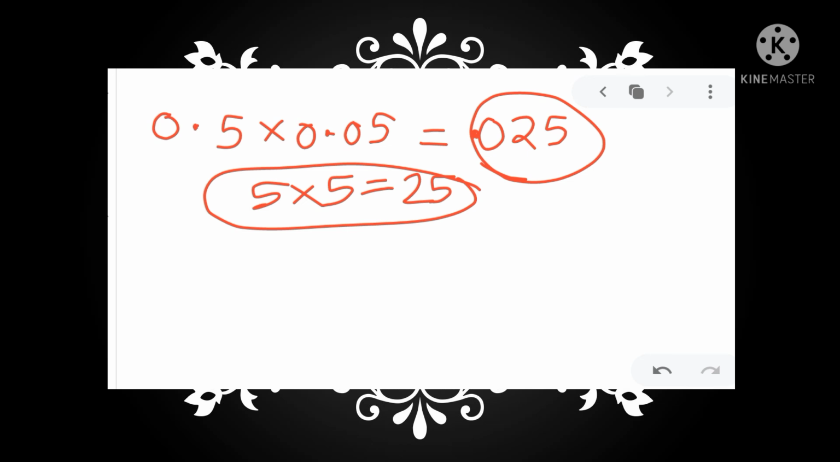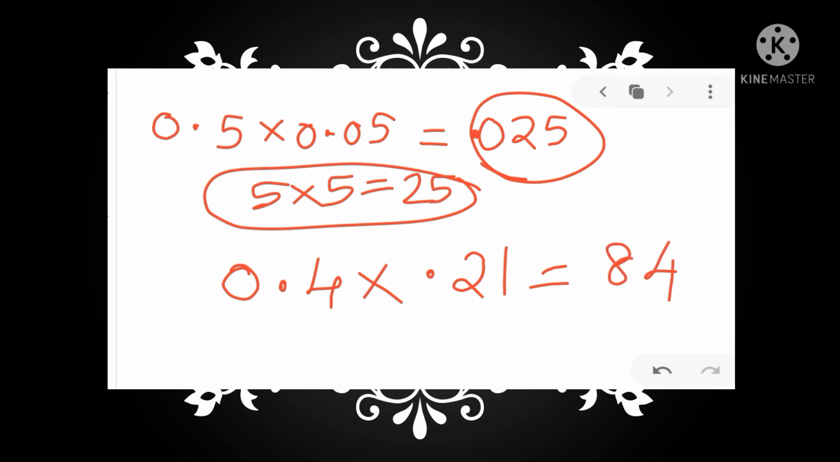Another example like this, 0.4 into 0.21. Here we can write the product of 21 and 4 as 84, but the total number of decimal places together that we want to take is 3. Here it is 8 and 4, only 2 digits. We want one more digit. For that we put 0. Then the answer is 0.084.